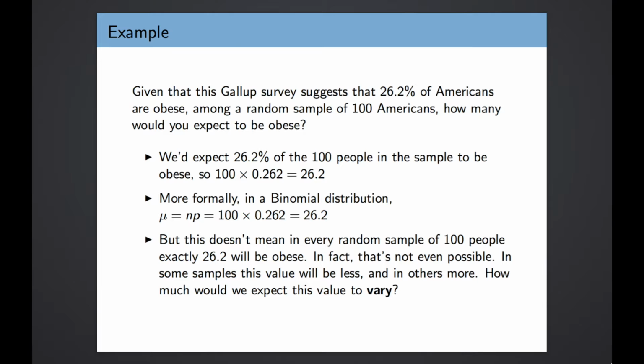So this doesn't mean that any time we take a random sample of 100 people, we're going to find exactly 26.2 people to be obese, because of course that's not possible. In some samples, we're going to find that fewer people are obese. In some samples, we're going to find that more people are obese. But how much would we expect this value to vary?